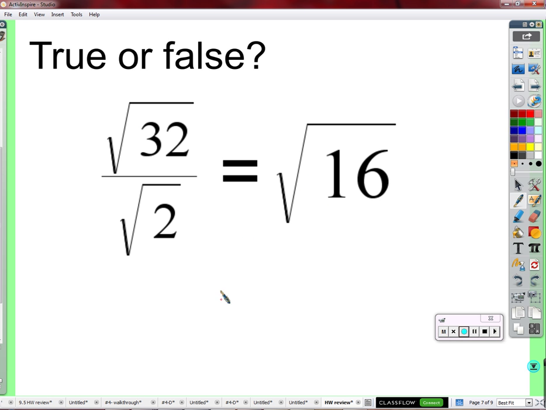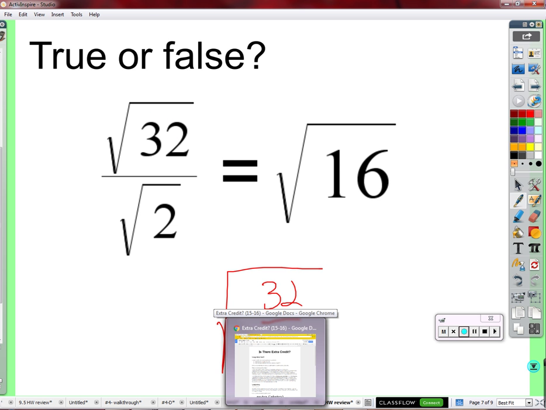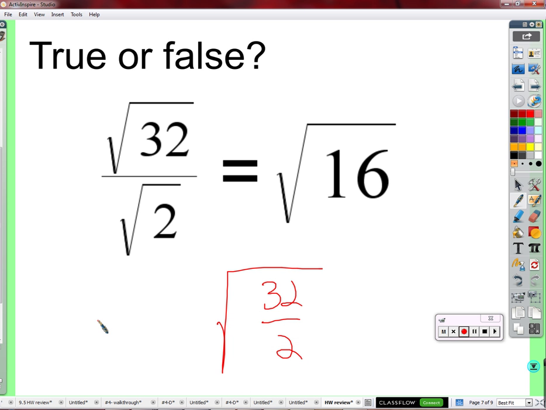In case this didn't quite click in your head, we can write that as you have a square root divided by a square root, now it's the square root of the fraction 32 over 2, which is 16. Right? So in the same kind of way, the multiplication can be taken apart, and the division works in the same way.